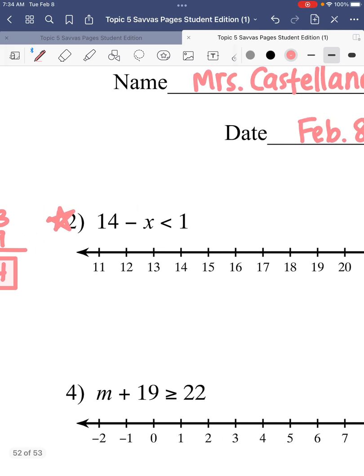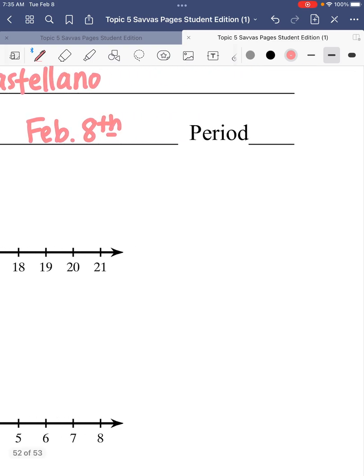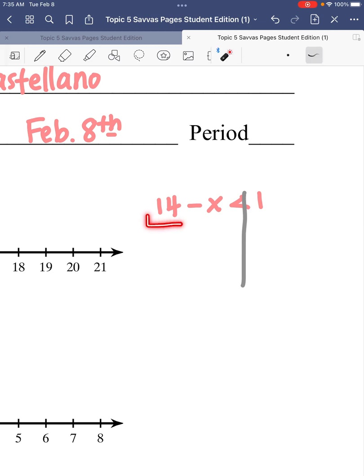Now moving on to number 2, you will not have one like this on your quiz because this one actually ends up being a two-step inequality, but let's work it out anyways. So we have 14 minus x is less than 1. Well, I'm going to draw my line down my inequality symbol, and now I'm trying to get that x by itself. And x is connected to this 14, but what kind of 14 is that? Well, that's a positive 14, so I'm going to undo that by subtracting 14 on both sides.